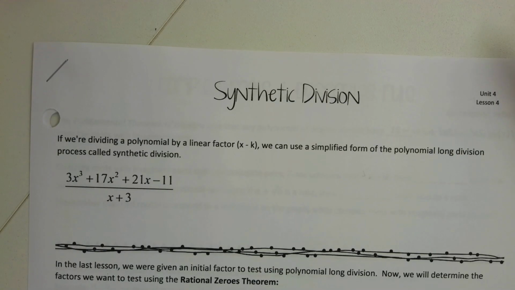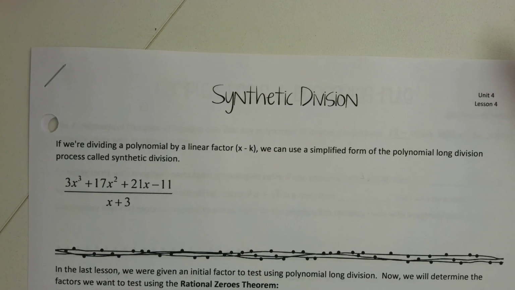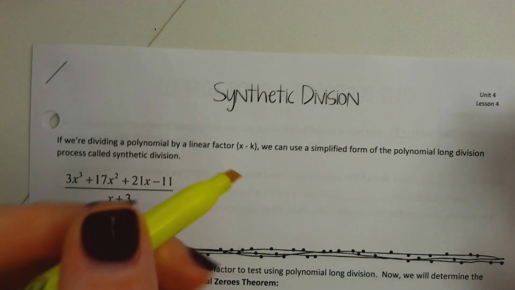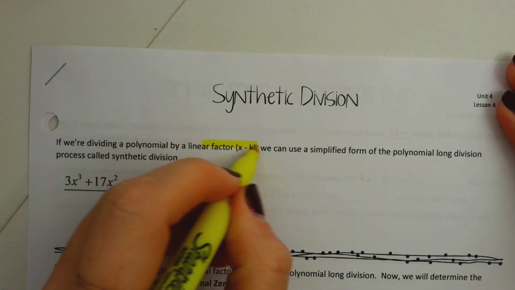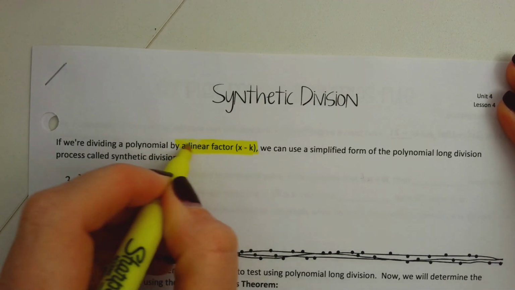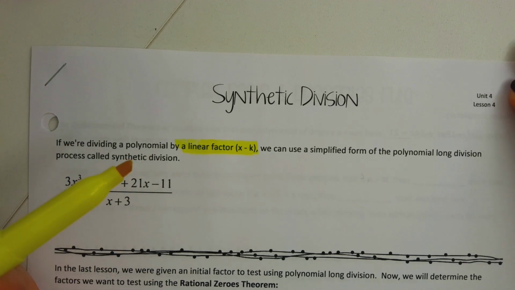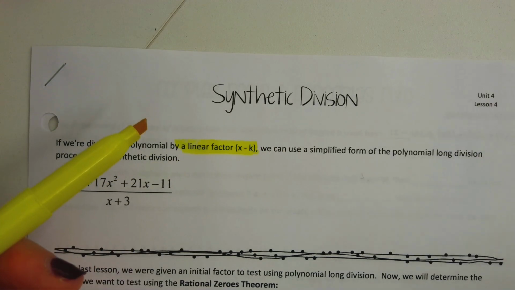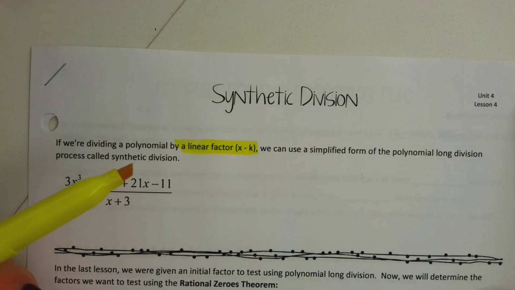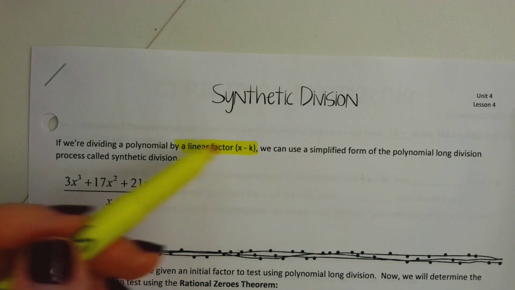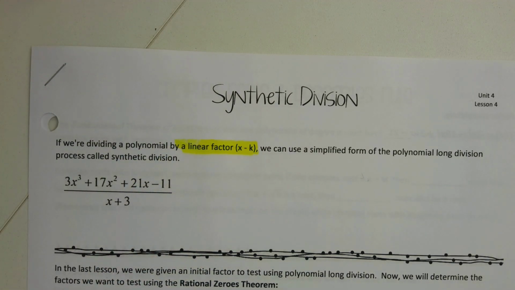Synthetic division only works if you're dividing by a linear factor. Has to be linear. If you're dividing by some sort of quadratic factor, like x squared minus 3 or x squared minus x plus 1, or even a cubic factor, you have to use long division. But if you're dividing by a linear factor, you can use synthetic division, which I absolutely love.